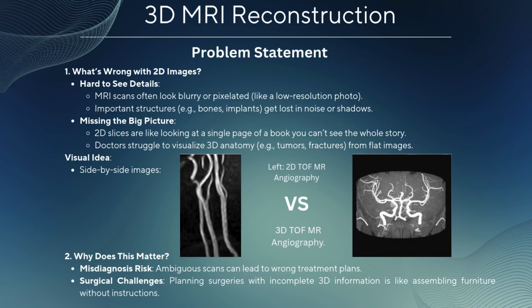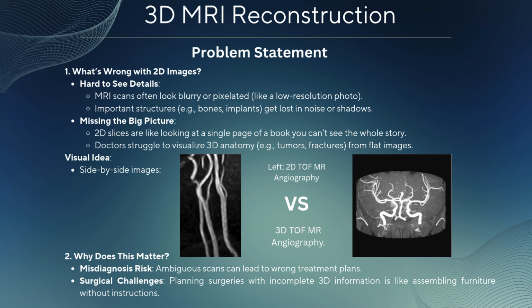Okay, let's start by addressing a critical challenge in medical imaging, which is the limitation of 2D MRI scans. So, what's wrong with 2D images? The first issue is hard to see details. These scans can often appear blurry or pixelated, like a low resolution photo. Important structures such as bones and implants can get lost in noise or shadows, making it difficult for clinicians to identify key features. The second issue is missing the big picture.